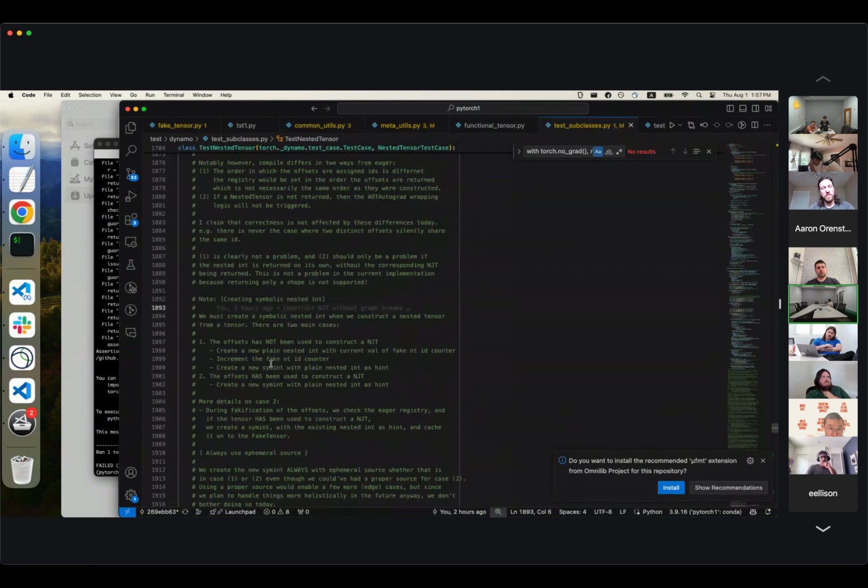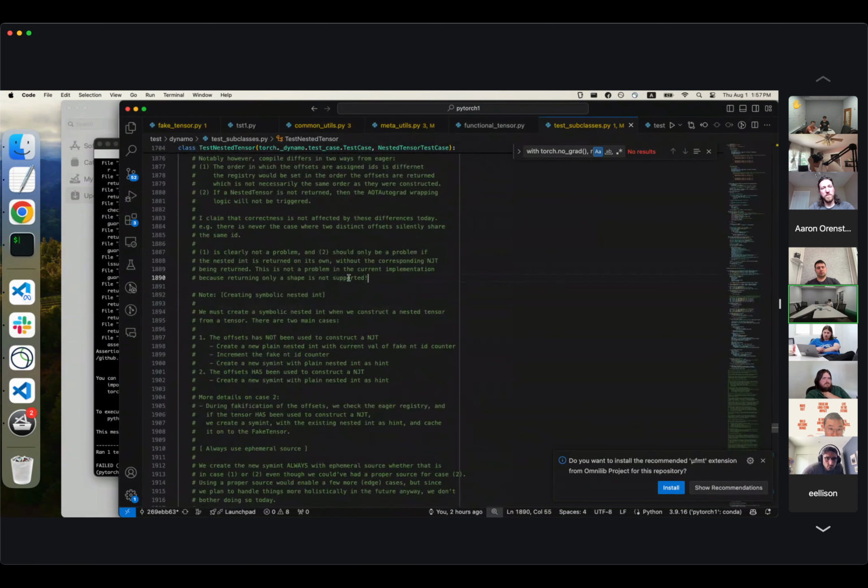There are two cases where it doesn't work. Case one is you return two nested tensors. The order in which you rewrap the outputs is based on the order you return the tensors, but that might be different from the order in which you constructed the NJTs. So eager would differ from compile in this case.